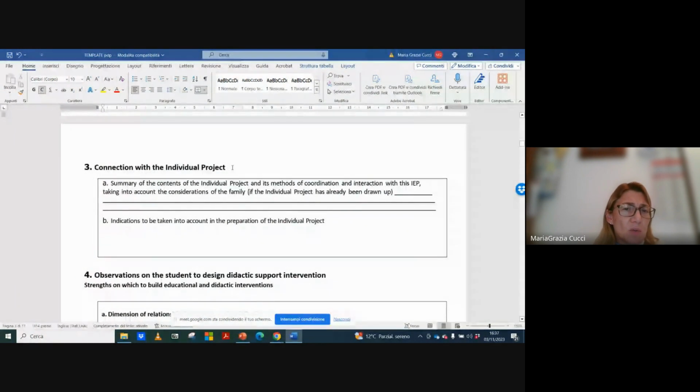Connection with the individual project. Summary of the content of the individual project and its methods of coordination interaction with this, taking into account the consideration of the family if the individual project has already been drawn up. Indication to be taken into account in preparation of the individual project. So the individual project is the one that we see here.